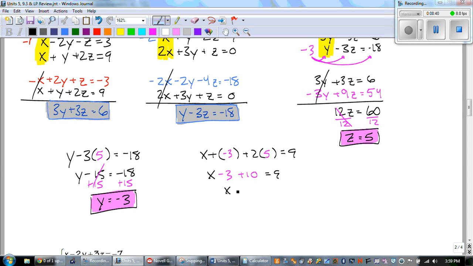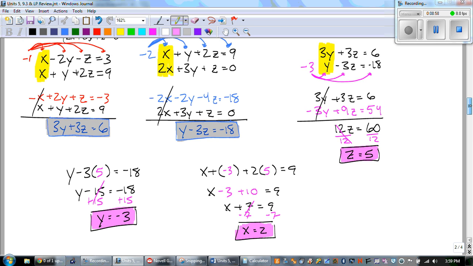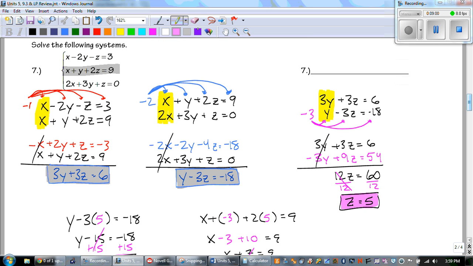Negative 3 plus 10 gives us a positive 7. And when I subtract that 7 from both sides, we get that x equals 2. So our final answer for that is x equals 2. And now I know what x, y, and z are. I did all of the super hard work.